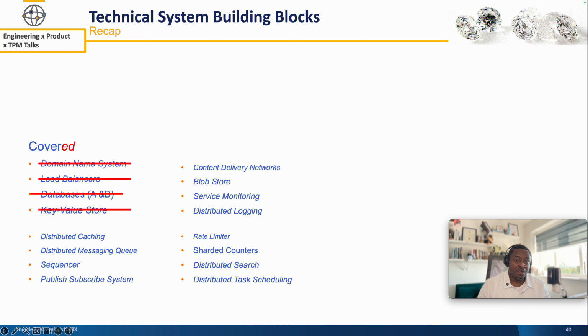Okay, so this brings us to the end of the key value store, which is one of the 16 building blocks for technical systems.